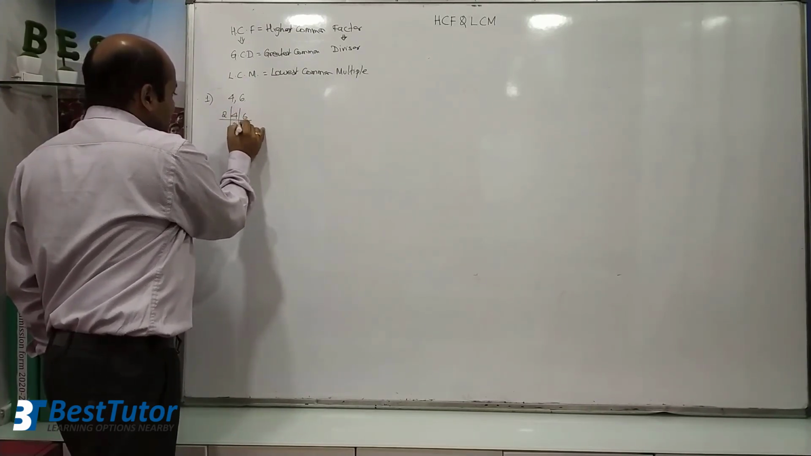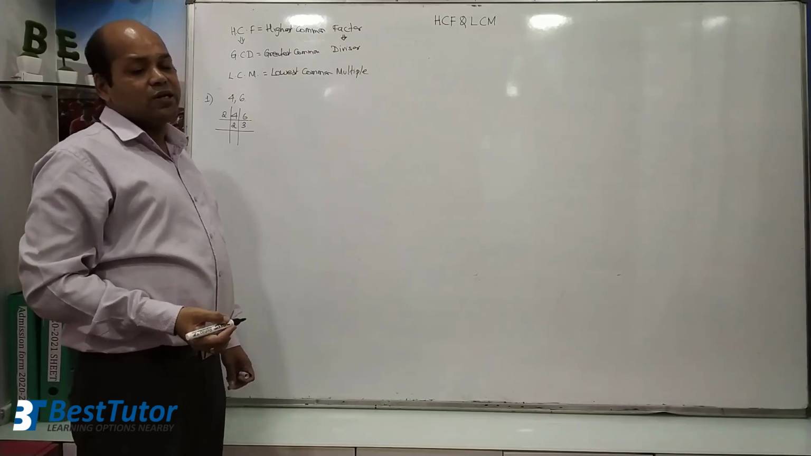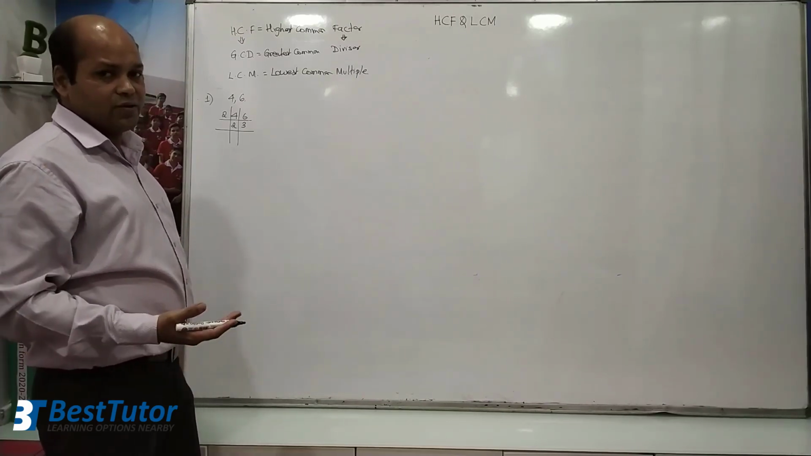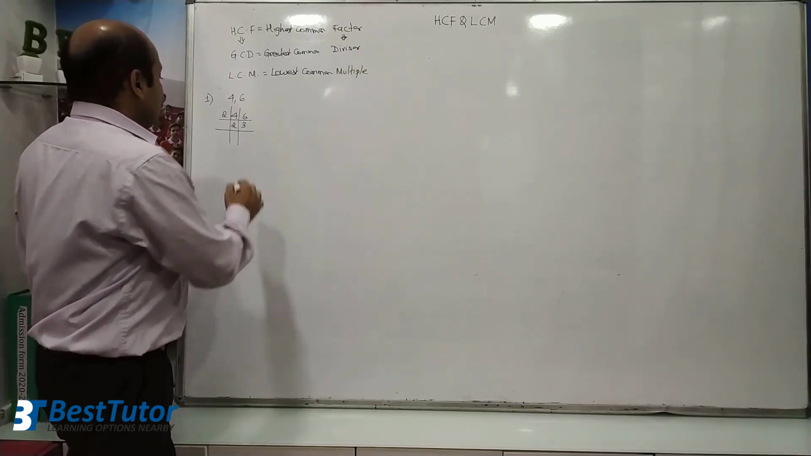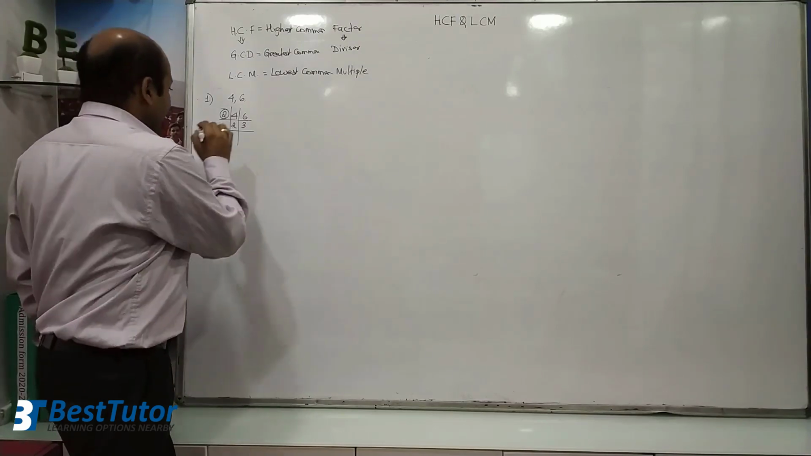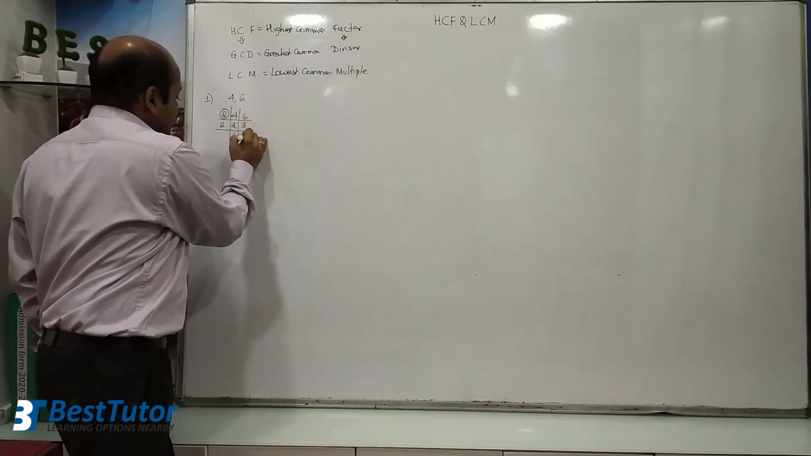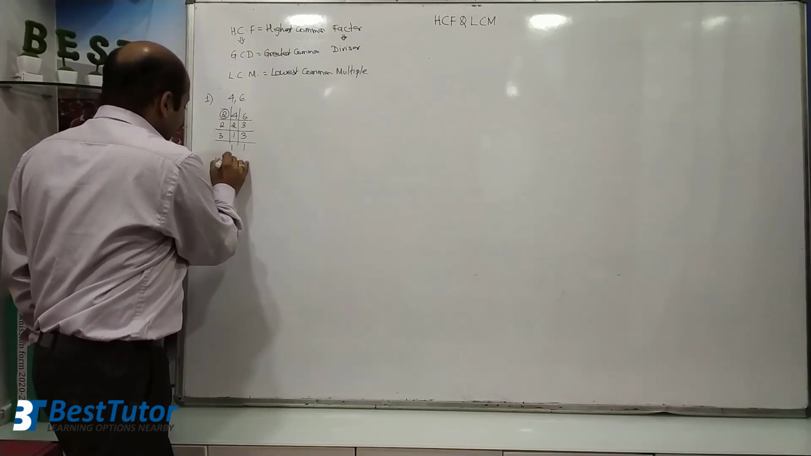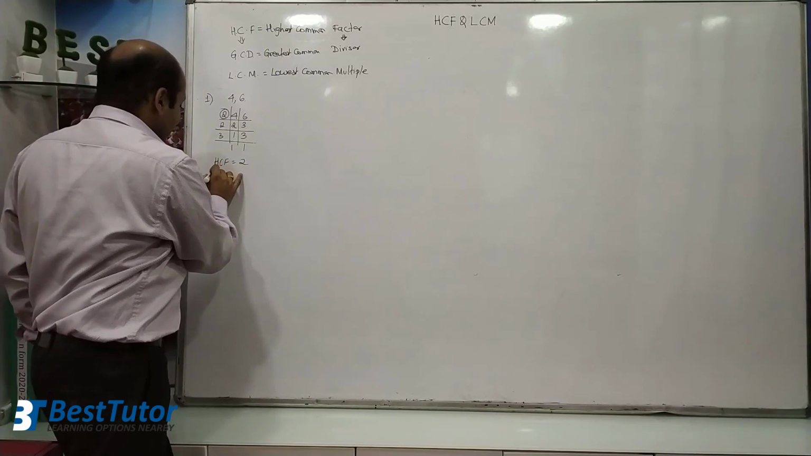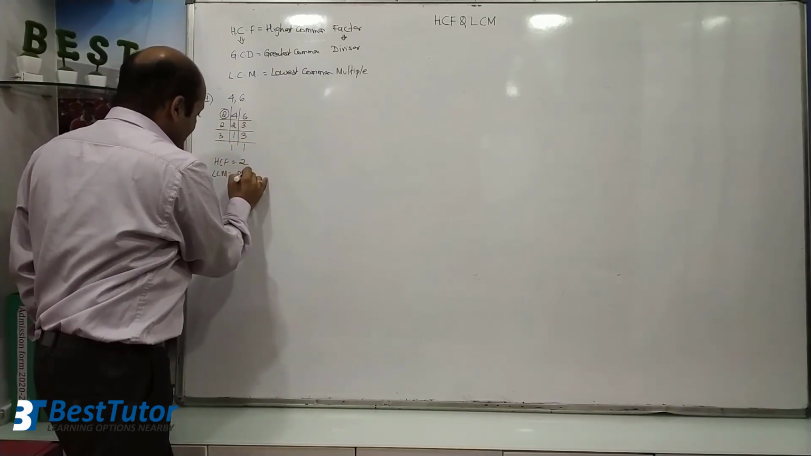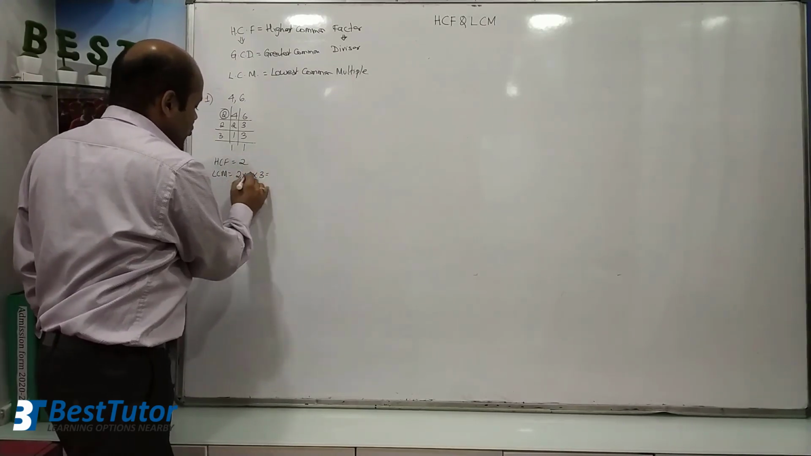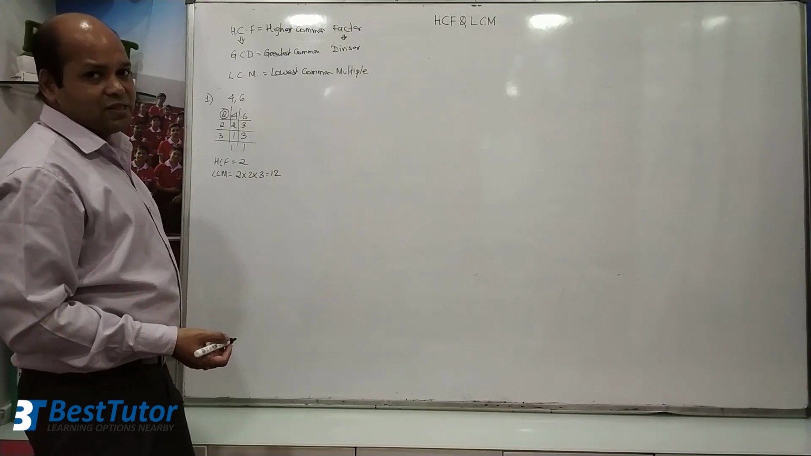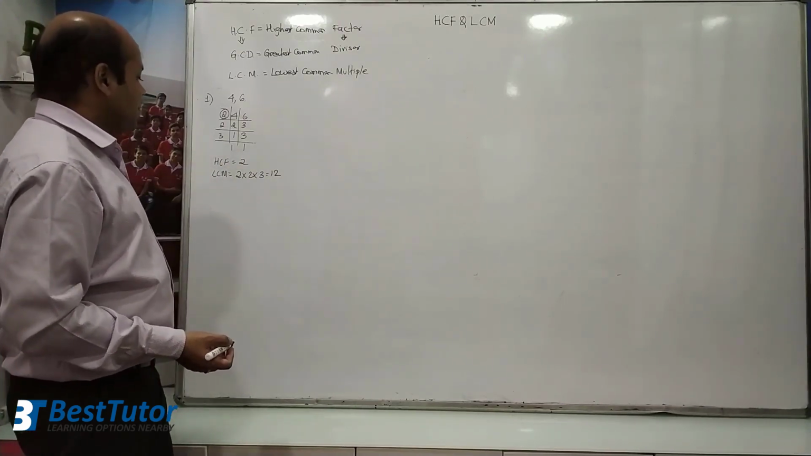2 2's are 4, 2 3's are 6. Now, which number divides both 2 and 3? Nothing other than 1, right? Every number is divisible by 1. So, there is nothing else. Therefore, 2 is the HCF. Then I continue. 2 ones are 2, 3 written as it is. 3 ones are 3. So now here the HCF is 2, and LCM is multiplying all the factors, that is 2 2's are 4, 4 3's are 12. That's the normal method of finding the HCF and LCM. We got HCF as 2, we got LCM as 12.